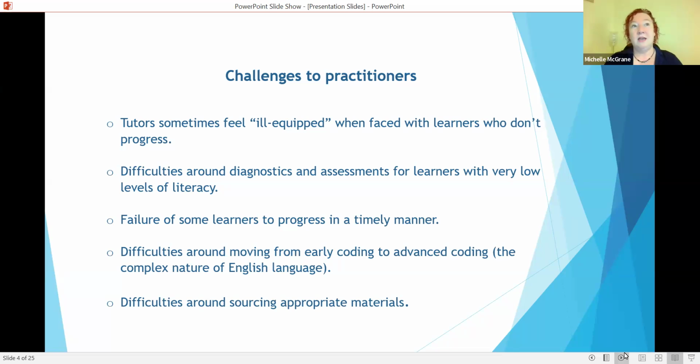Suffice to say that there are challenges to the teacher, who can sometimes feel a little bit helpless or ill-equipped when it comes to teaching a learner who's having some real difficulty grappling with the basics of reading.